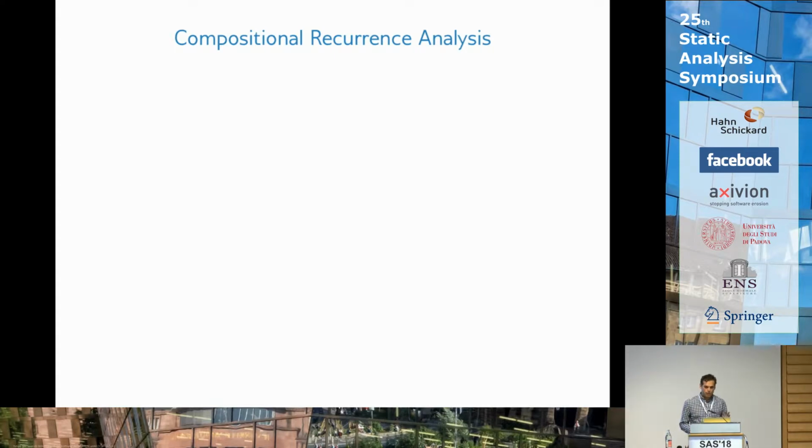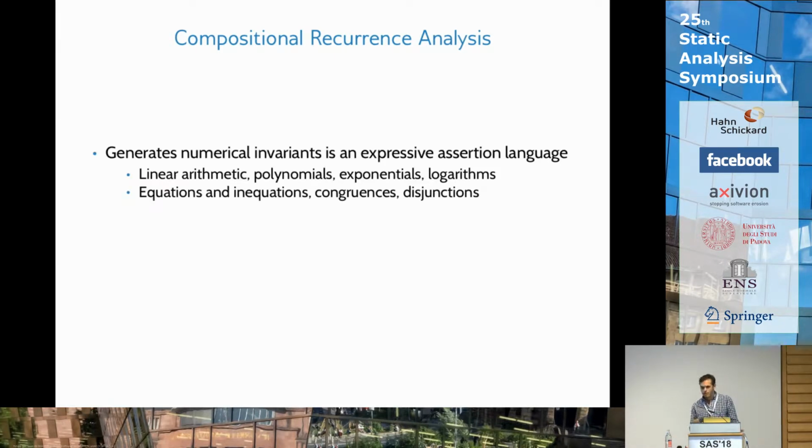Before I get into the recipe, I want to talk a little bit about what compositional recurrence analysis does. So there's two key features, the first of which is that it generates invariants in a very rich assertional language. So it can infer linear, polynomial, exponential, and logarithmic relationships between program variables. It can infer equations as well as inequations. It can infer modular congruences. It supports exact disjunction. Right, so this is a numerical invariant domain, so we don't reason about things like memory, but as far as numerical properties go, there's a lot happening here.